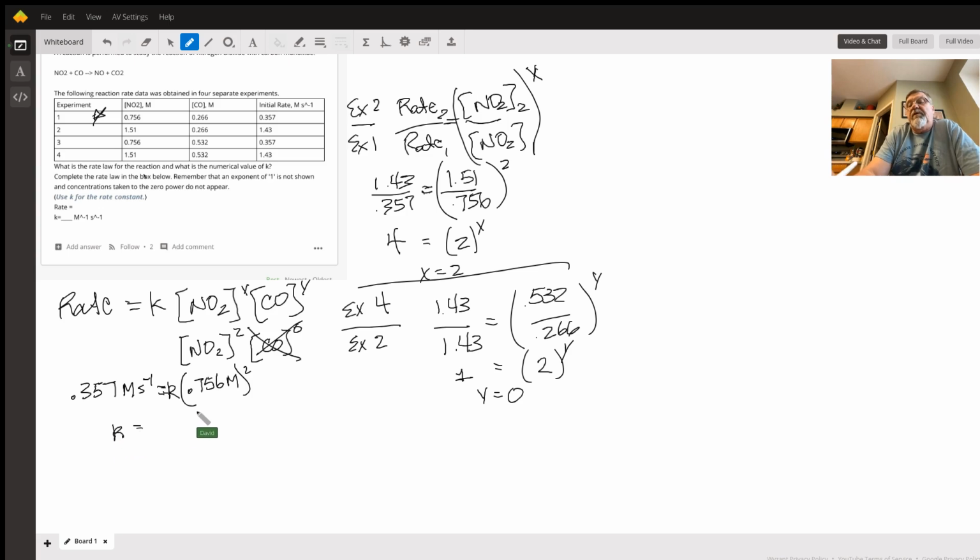So K then is going to be equal to the 0.357, and this is molarities to the -1st, seconds to the -1st. And underneath is going to be 0.756, and this is molarities, and we're squaring all of that, right? When I crunched this out on my calculator here, I got the answer of 0.625.